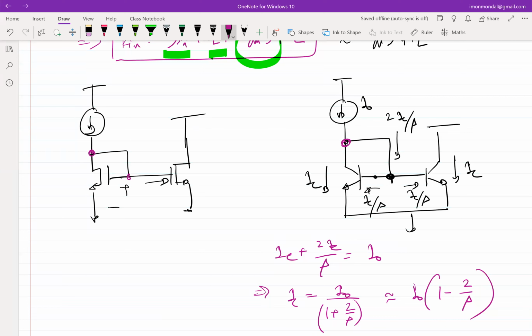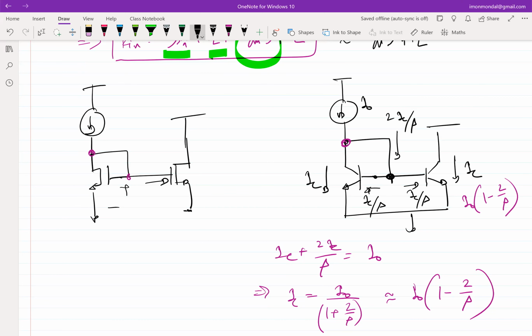So you see that the amount of current that is getting mirrored is not I0. This is I0 times 1 minus 2 by beta. And if you have n of them, then it will be 1 minus n by beta. So your current mirroring efficiency goes down because of the loading effect.